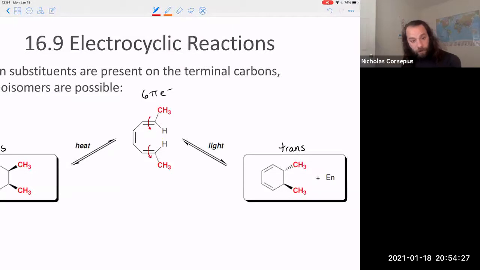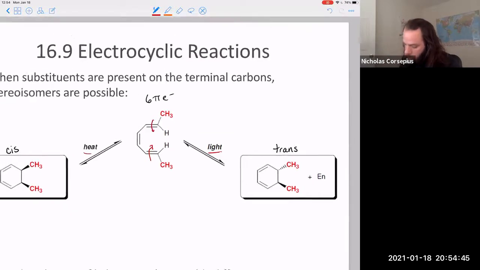So in this case, if they're both rotating in the same way, that would be like if you have the light, so that would end up with the trans product. If they rotate in different directions, that would be like if it was catalyzed by heat, that's how you get the cis product. Okay, so that's why we have this stereochemistry that we have to worry about.